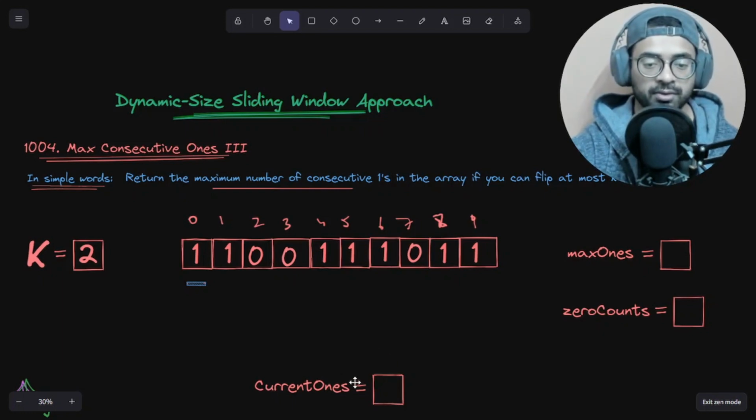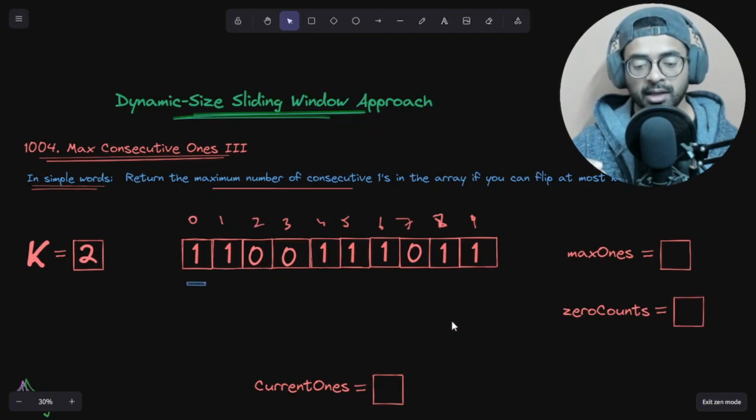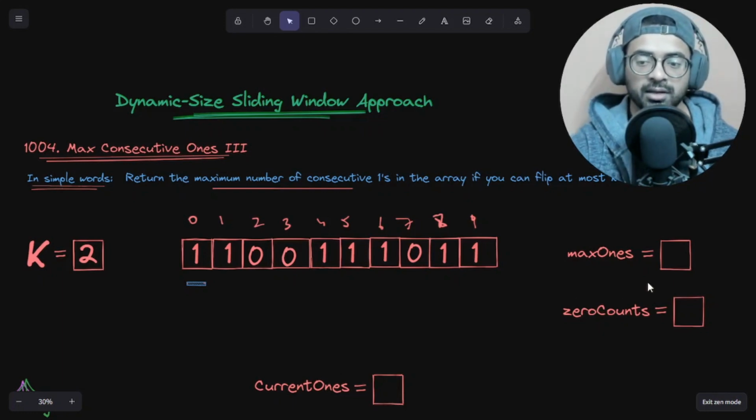Now here we have current ones. What will this contain? This will contain the current number of ones in our sliding window. So in our sliding window we will count how many current ones we have, and we will then compare it with max ones. If the current ones is greater than the max ones, we will update max ones with the value that current ones has.